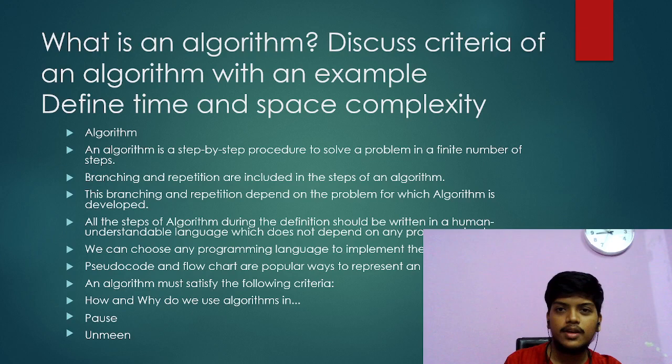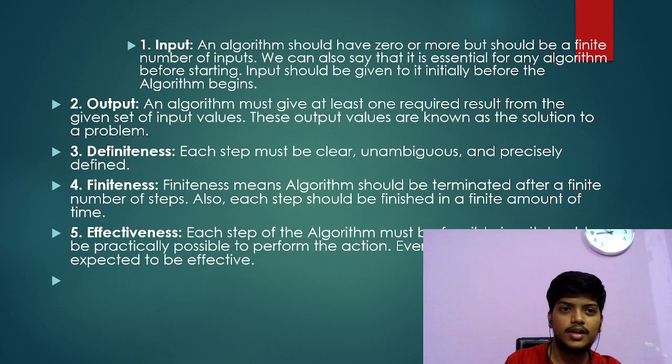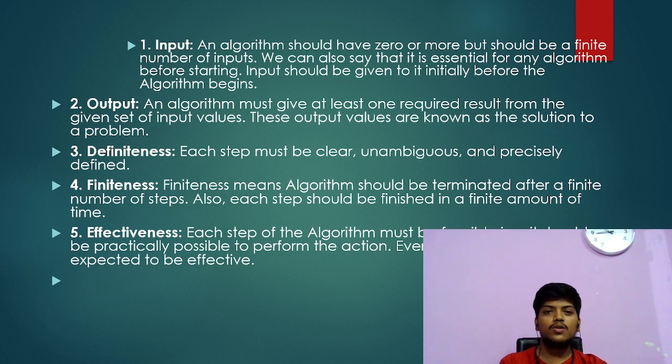The criteria for an algorithm are mainly divided into five parts. One is input, another is output, third is definiteness, fourth is finiteness, and fifth is effectiveness. An algorithm should have zero or more, but a finite number of inputs. In output, an algorithm must give at least one required result from the given set of input values. Definiteness means each step must be clear, unambiguous and precisely defined.